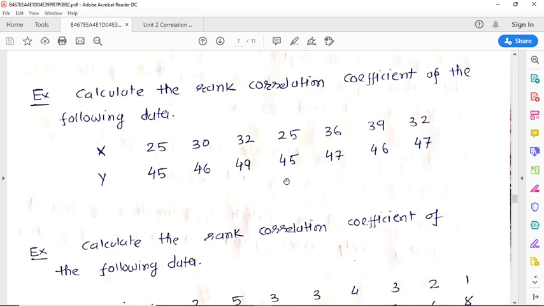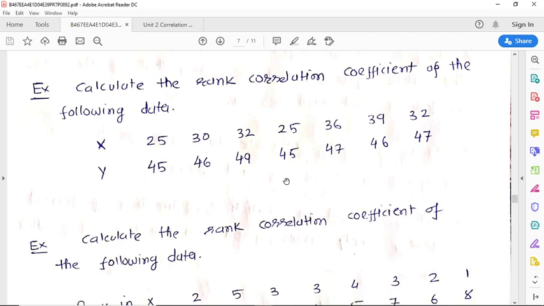Clear? So there are lots of average terms, and we have to consider that in this assignment of the ranking of x as well as the ranking of y. Clear? So try to solve it by yourself, try it, practice it.